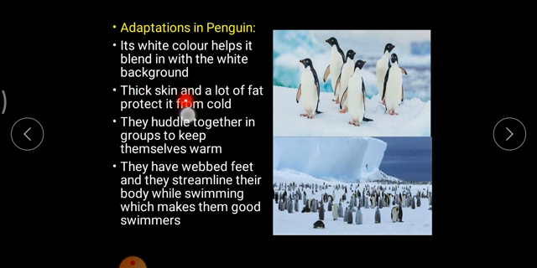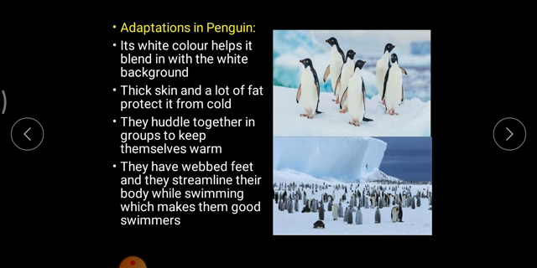Thick skin and a lot of fat protect it from the cold. As you can see, these penguins are fat, which is a structural modification. Since they are fat, the skin is very thick.